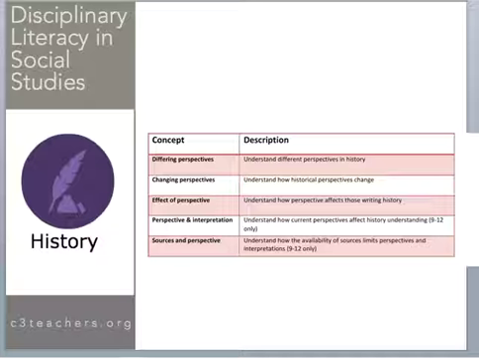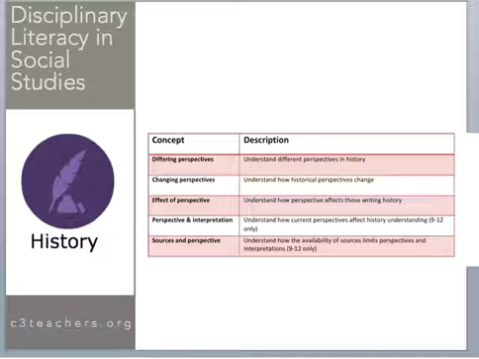The third conceptual idea is the effect of perspective, and the idea that perspective can affect those who write history. And what we teach students to do is to have that sort of sensibility in place when they look at historical materials that have been written by others, and to think about how perspective might be reflected in that writing. The fourth is perspective and interpretation, and it focuses on an awareness of how our current perspective can impact our interpretations of the past.